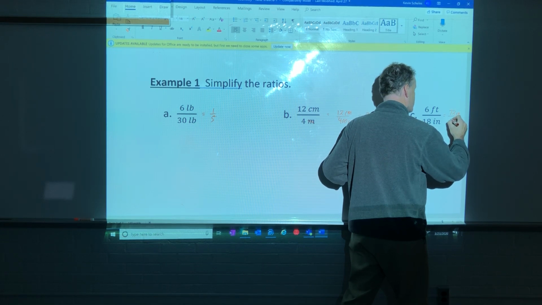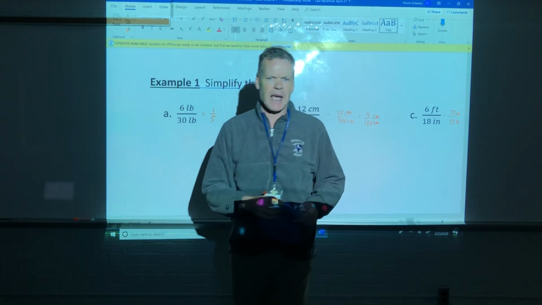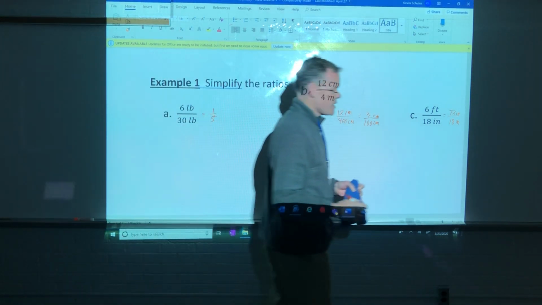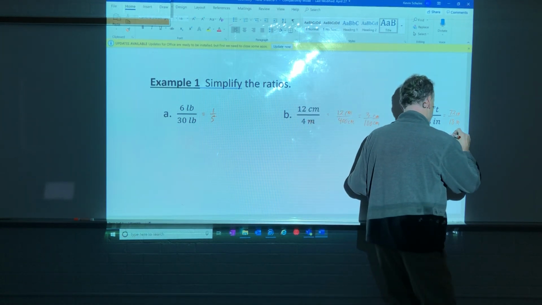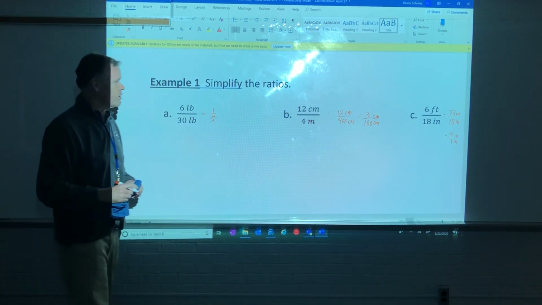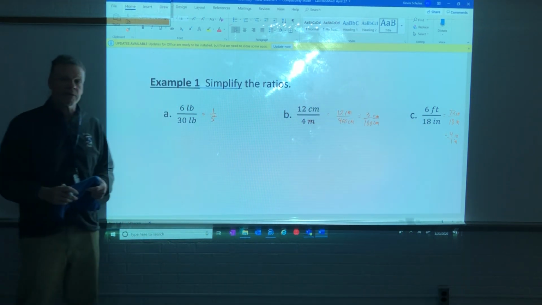Converting feet to inches, over 18 inches. And this is going to reduce down to 4 to 1, because we all know 18 goes into 72 4 times, so this is going to be 4 to 1. And you can put the unit of measurement right there. Okay, so that's what we're dealing with when we're simplifying the ratios.